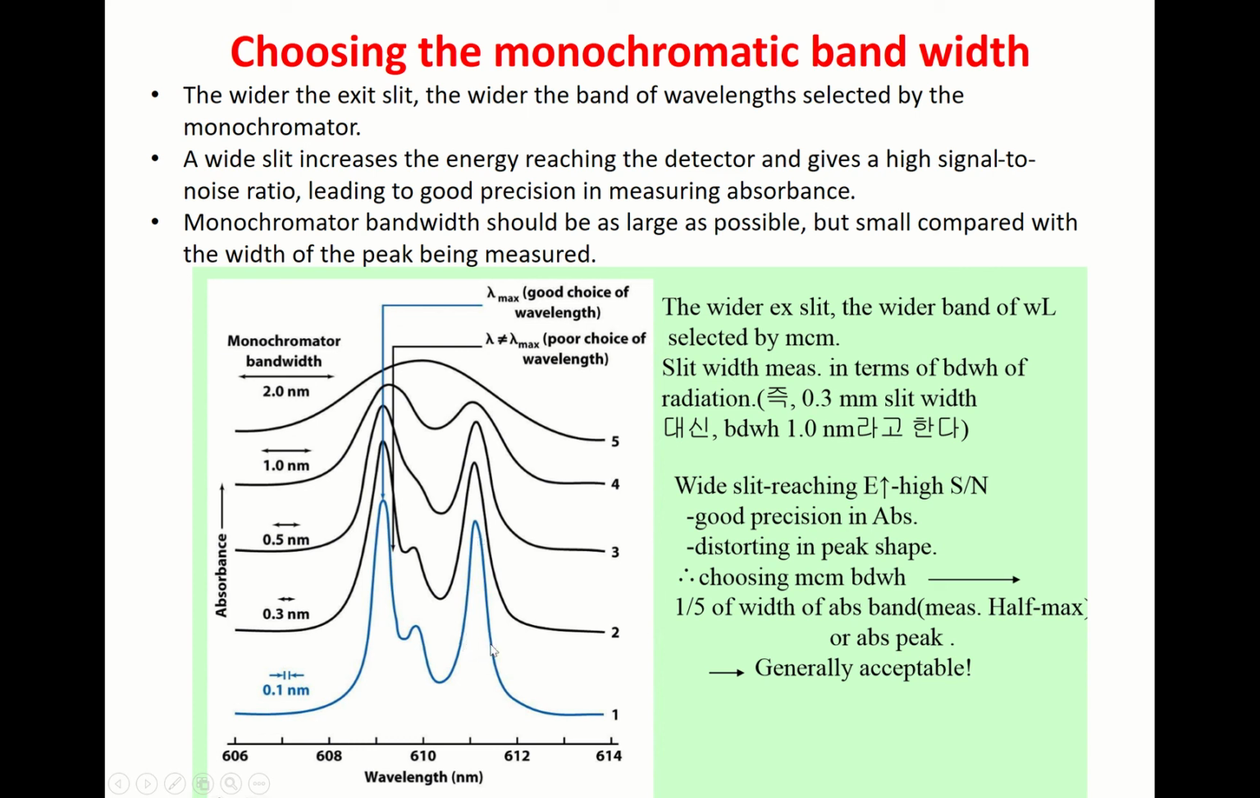Here to there, around here. This is less than 1 nanometer, maybe 0.7, or let's see, 0.6 nanometers, and then 1/5 of that is around 0.1 nanometer. In this case, the first spectrum is the best one.